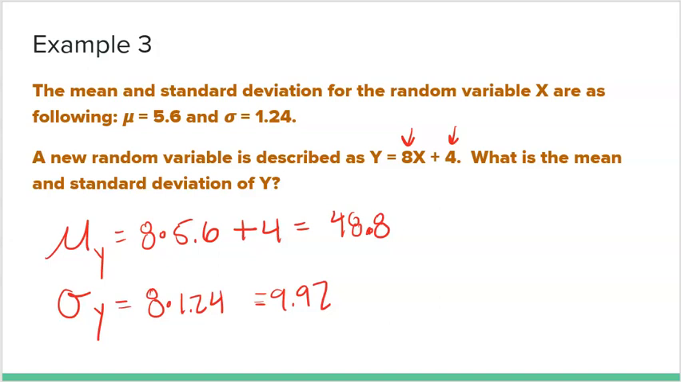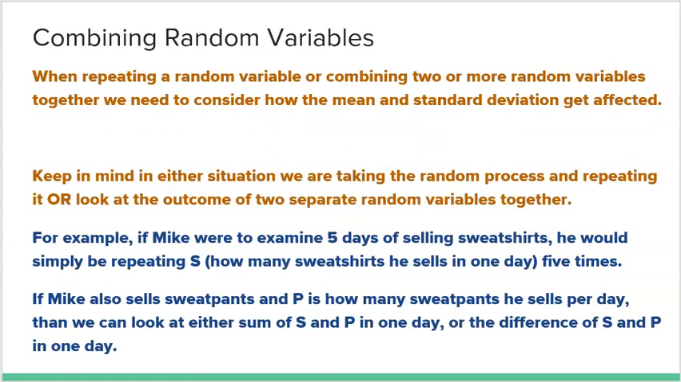All right, let's now switch gears to talk about combining. So please remember, when repeating a random variable or combining two or more random variables together, we need to once again consider how the mean and the standard deviation get affected. So keep in mind, I have to once again explain what combining means. Combining means repeating a random process multiple times or combining two random variables together.